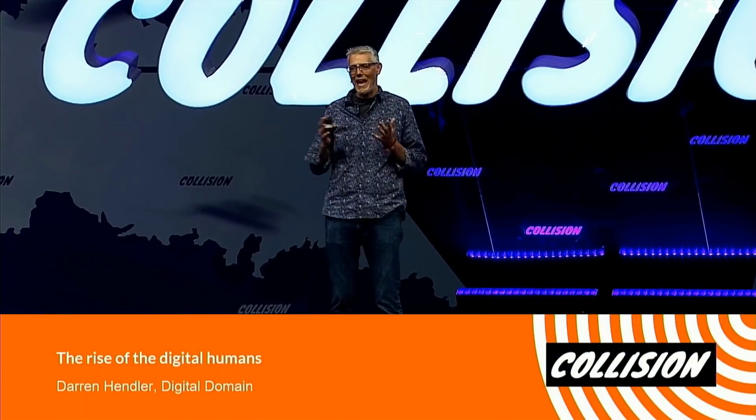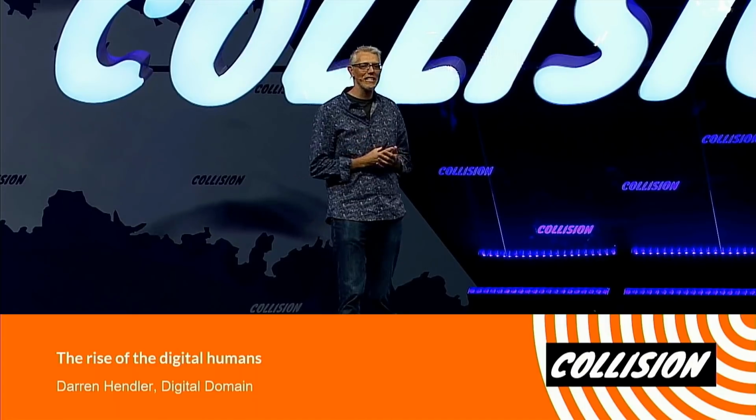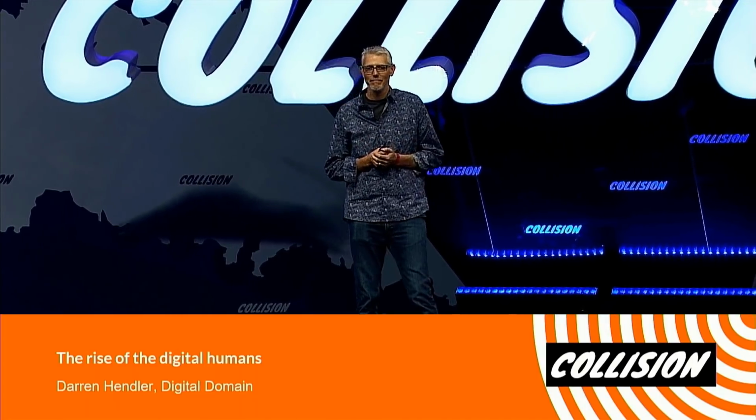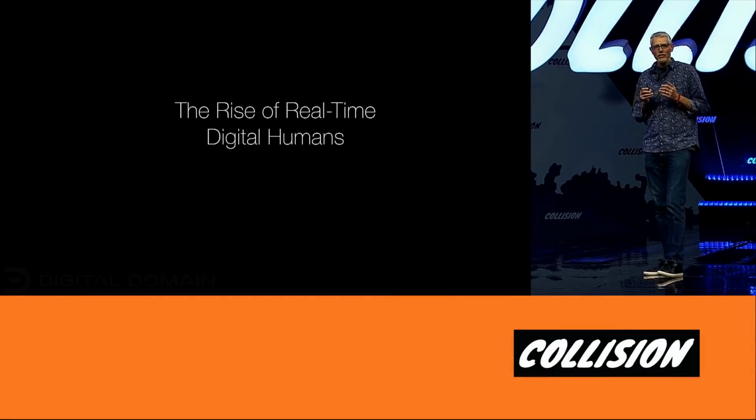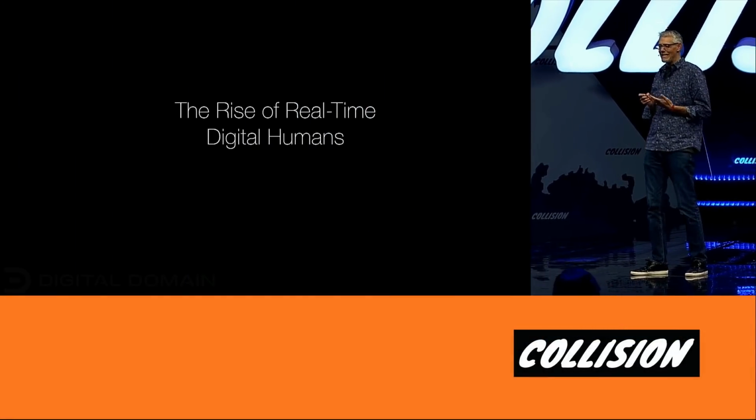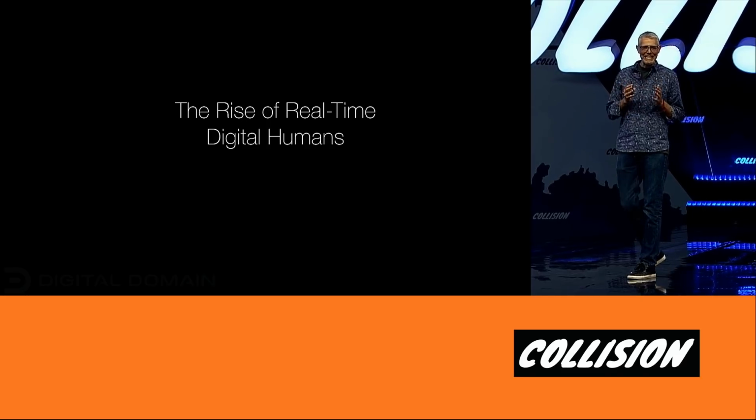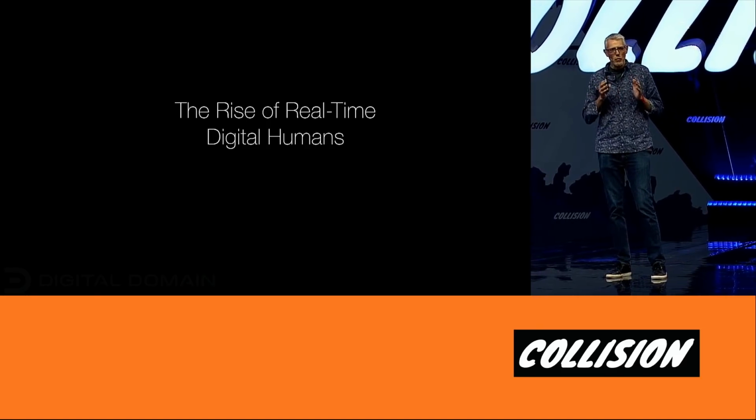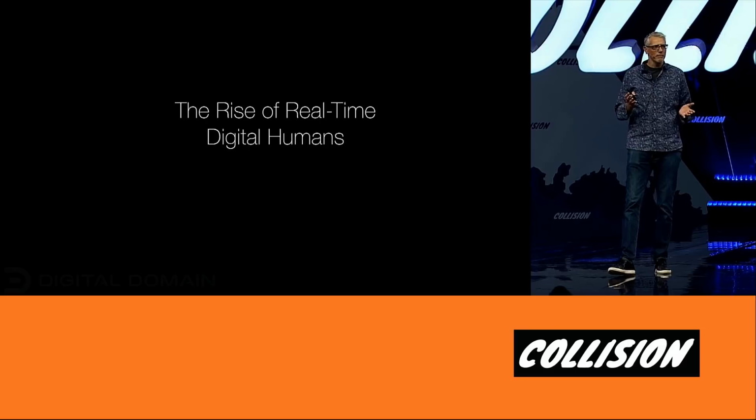Okay, so by a show of hands, how many of you have seen the latest Avengers movie? That's pretty incredible. Well, I work at Digital Domain, which is a visual effects facility that's worked on some of Hollywood's biggest blockbuster films. Films like Avengers Infinity War and Endgame. And today, I'm going to take you behind the scenes and reveal some of the cutting-edge technologies that we use to make movies like this.